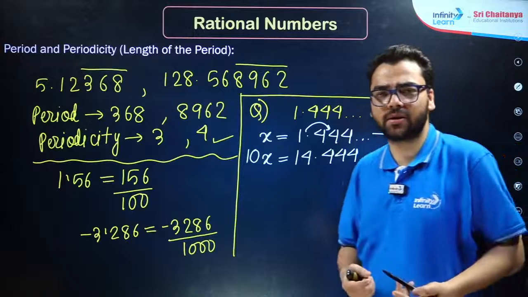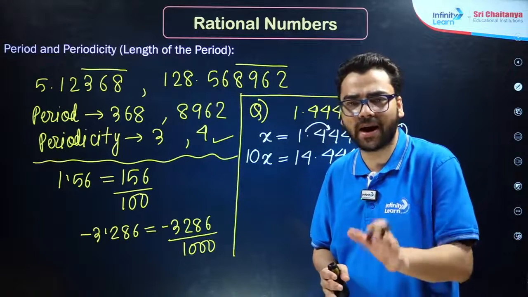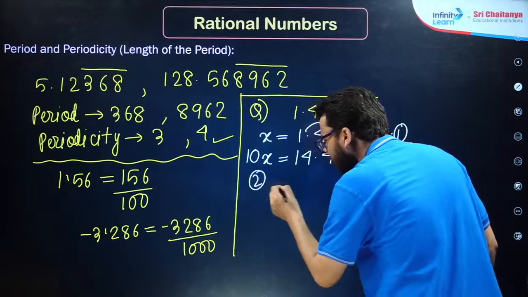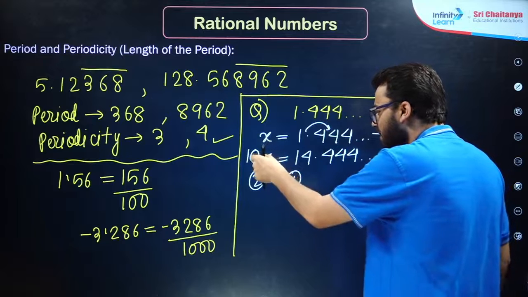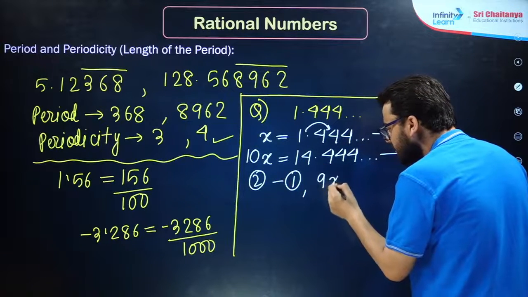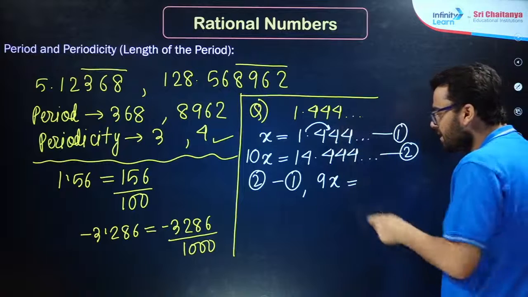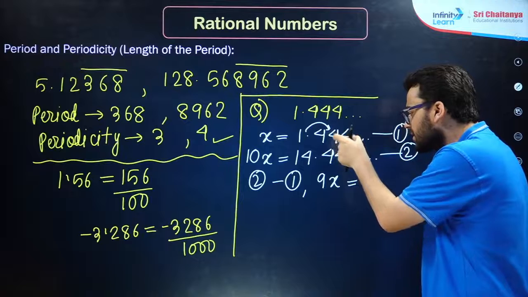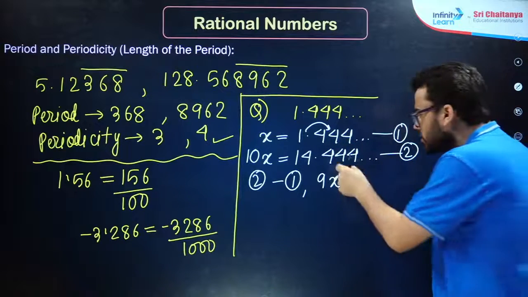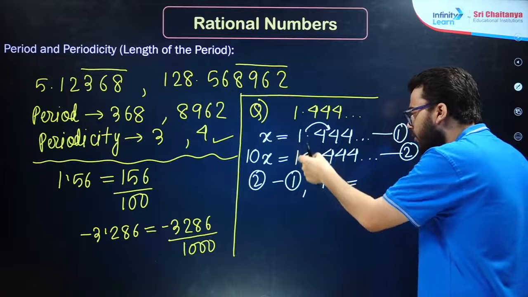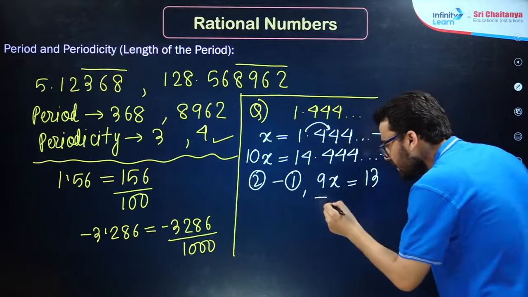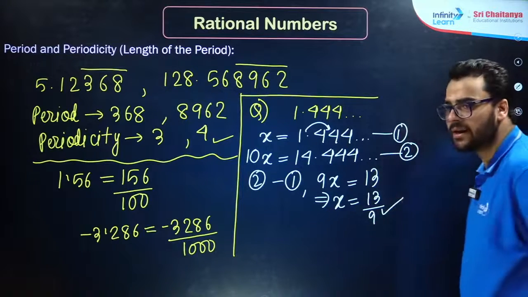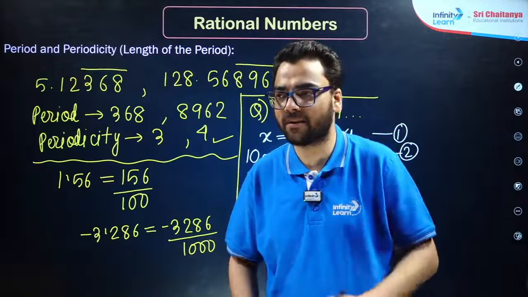Now you might be thinking why we are actually doing that. You will understand once I explain. Can I take equation 2 minus equation 1? So the left hand side minus left hand side will be 9x, and the right hand side minus the right hand side. So you see the 4, 4, 4, 4 in the decimal and the 4, 4, 4 in the decimal will get cancelled out. So the decimal part will be 0 only and you will get 14 minus 1, 13. So basically the P by Q form of this rational number is 13 by 9. Is it clear? That is 13 by 9.